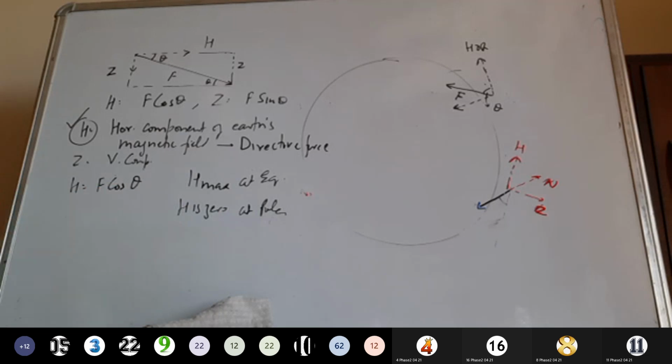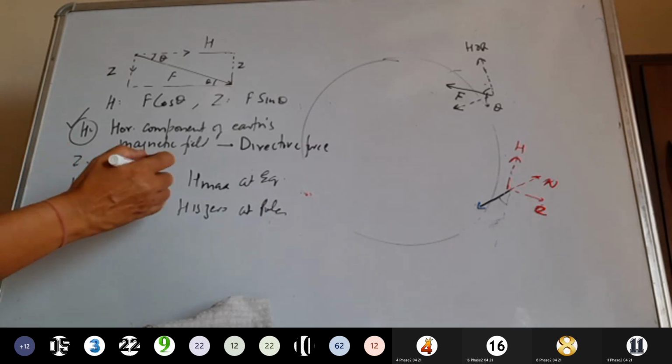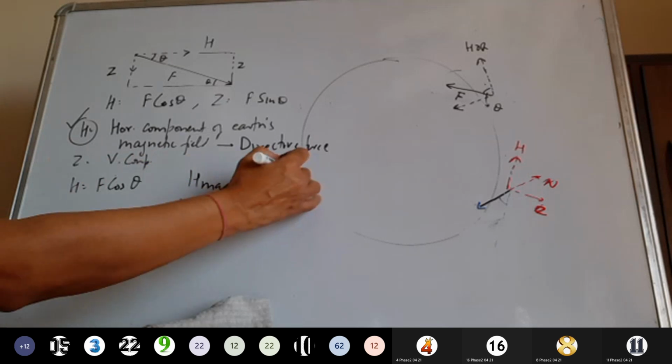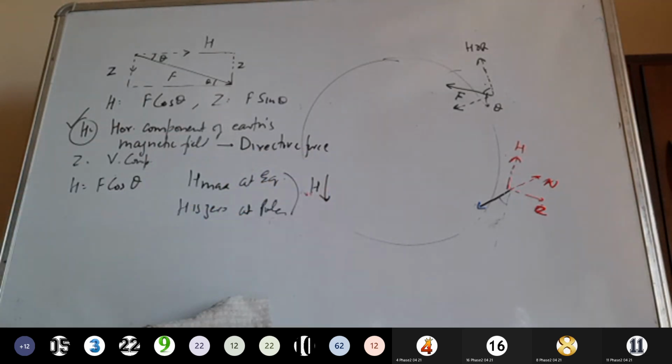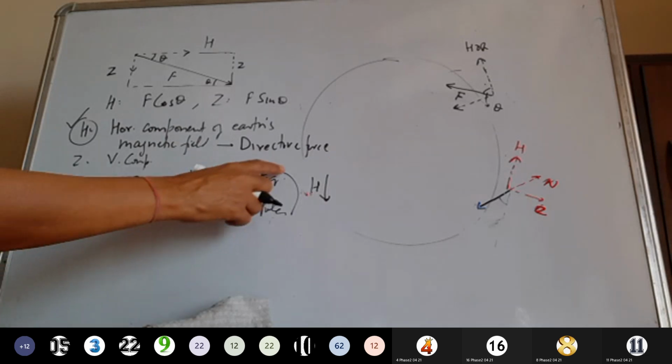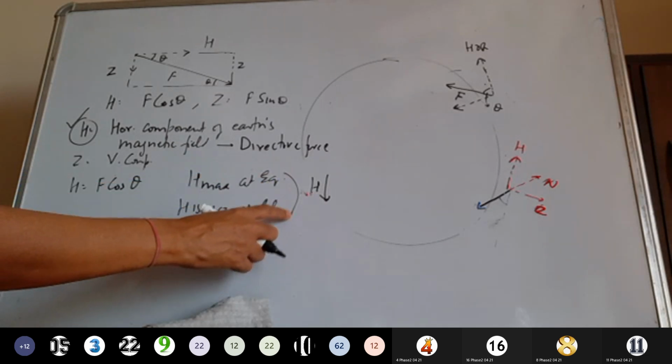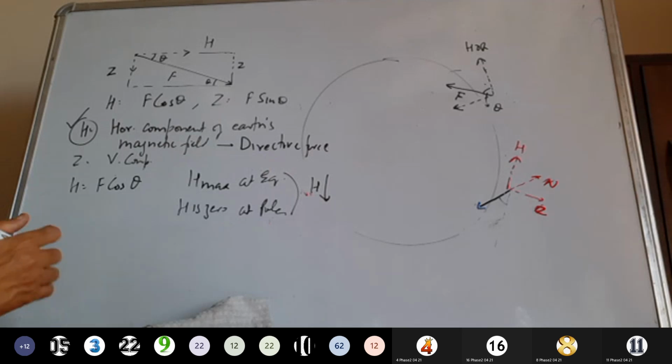Because theta becomes 90. So anything which is vertical, when the direction of the magnetic field at the poles is vertical, its horizontal component will be what? 0. That is another way you can understand. So as we go from the equator towards the pole, the value of H is coming down, correct? Because cos theta is 1 here and 0 here. So the value of cos theta will continue to reduce.